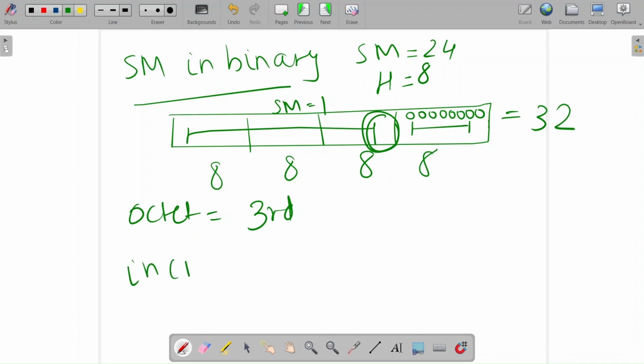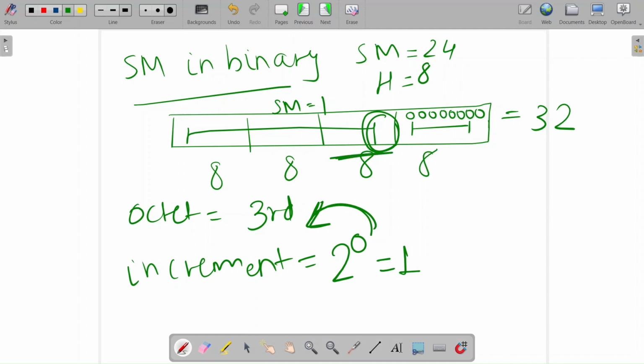What about the increment? What is going to be the increment? The increment is the number of host bits in the third octet. Where are the host bits? There are no host bits in the third octet. There is no 0 in the third octet. So it will be 2 raised to 0, which is 1. Okay, this is a possibility. Yes, you can clearly see.